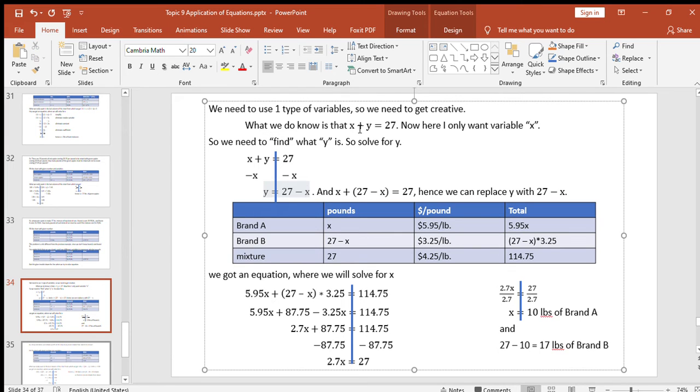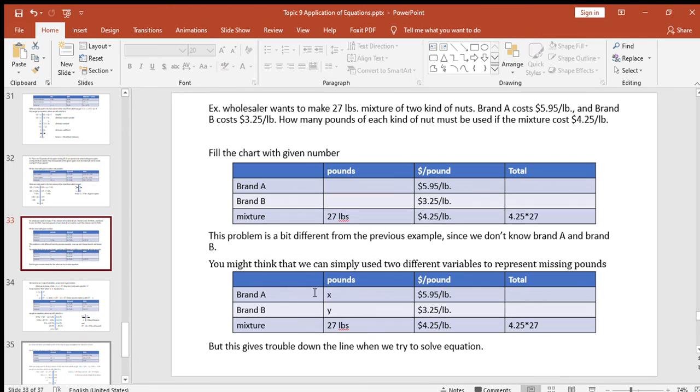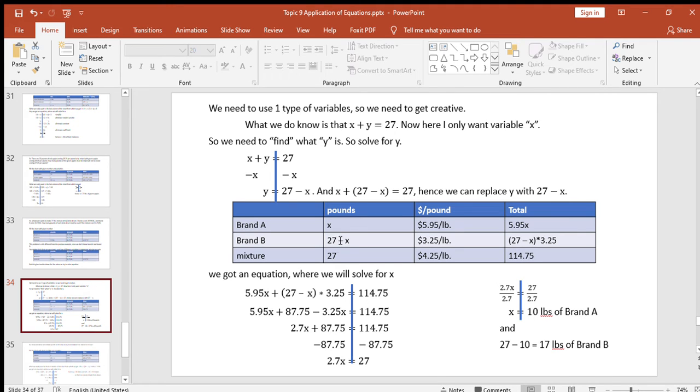But the thing is, if you plug 27 minus x into this y, you're going to get x plus 27 minus x, and if you solve that, you're going to get 27. So technically we did find y, but not the real value. That means we can replace y with 27 minus x. So instead of x, y, 27 pounds, we have x, 27 minus x, and 27. And then what do you do? Well, you do basically the same thing we did previously.